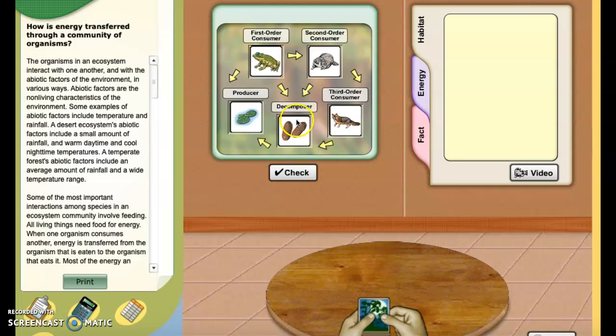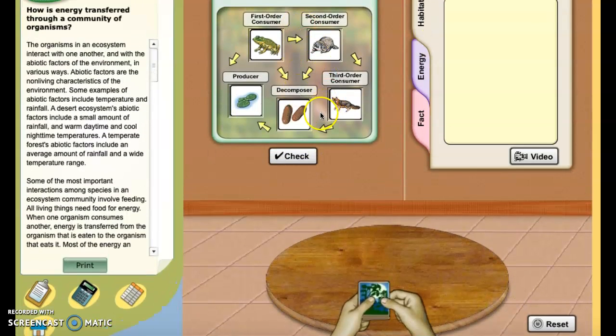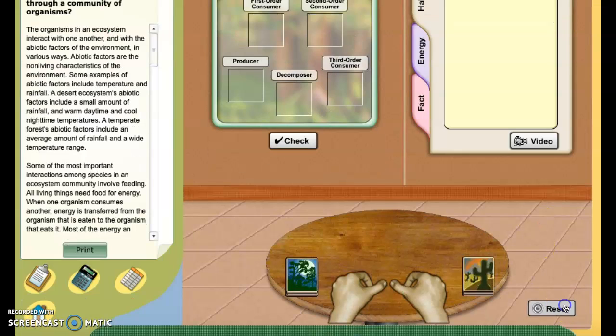So that is how you do that. So you don't have to draw the food web. You've already completed your first food chain. Sorry, you don't have to draw your food chain. It's right here. It's on the table. So you're going to do the forest. Sorry, 2 more times. And then you'll do the desert.